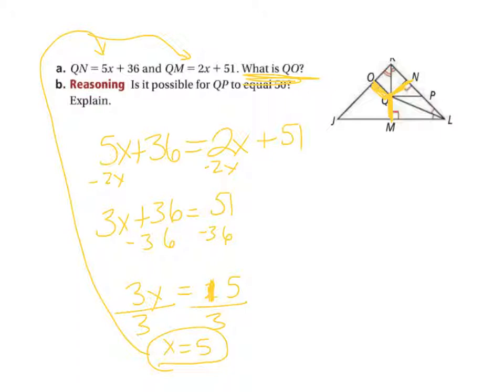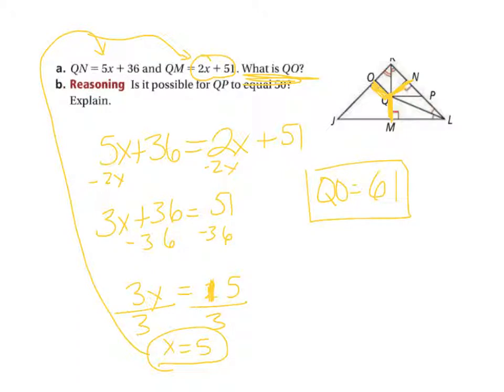That looks easy. 2 times 5, put it in right here. 2 times 5 is 10, plus 51 is 61. So all three of those segments should equal 61. I'll go ahead and designate it as QO because that's what they wanted.